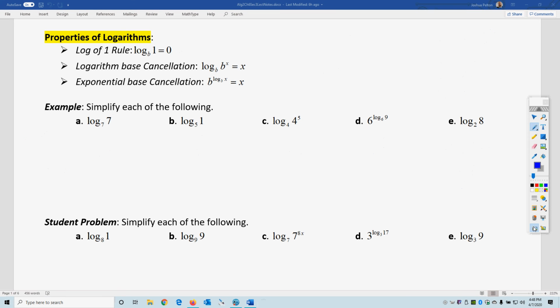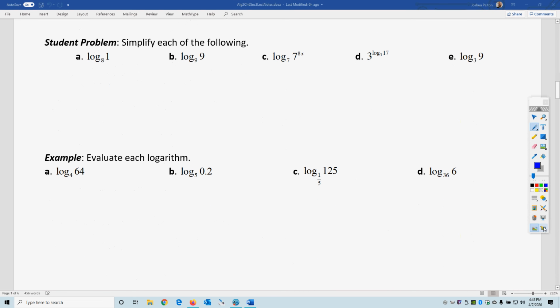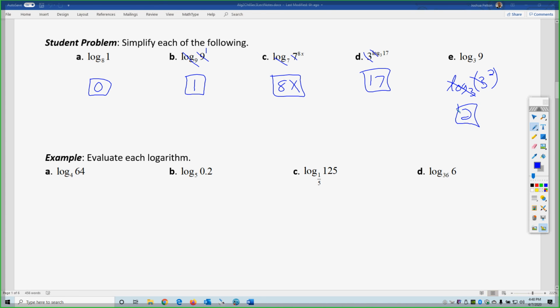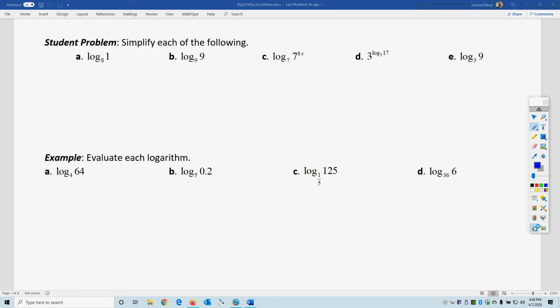Pause the video, try the student problems. Okay, so log of 1, no matter the base, the answer is 0. Log base 9 of 9, there must be a 1 right there, so the answer is 1. Those cancel, leave you with an 8x. Those cancel, leave you with a 17. Those don't cancel, however, log base 3 of 3 squared is the new value of 9, which does cancel, leaving you with a 2.